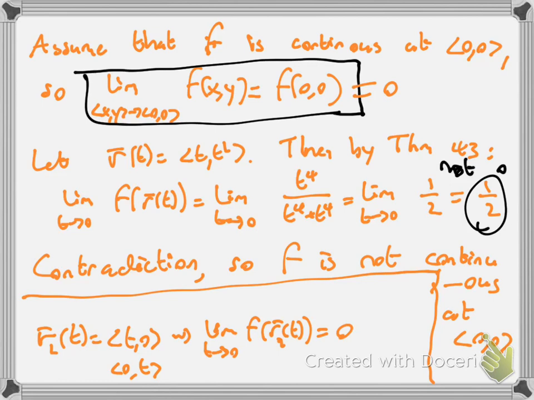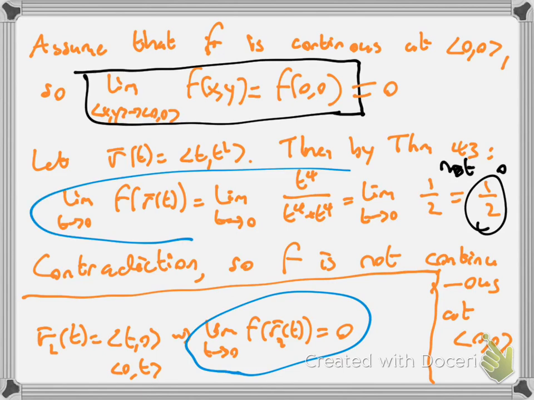And now if we combine, let's take a different color. Let's use blue. Now we have this one and we have this one. So now we have two different paths along which we have two different limits. Then we can conclude by theorem 45 that the limit does not exist. And therefore we've also shown that f is not continuous at the origin. So that was the second solution.